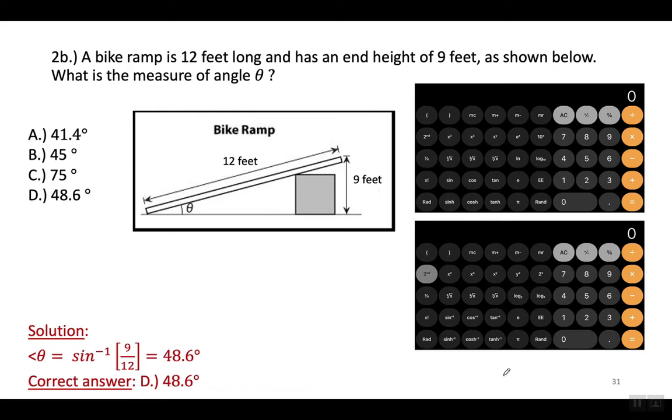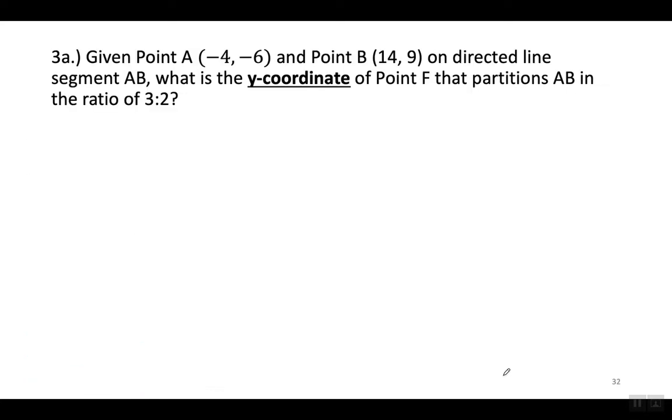All right. Now question 3A. This is the first question we're going to have on where we got to partition a line segment. So it says given point A is at -4, -6, and point B is at 14, 9 on directed line segment AB. What is the y coordinate of point F that partitions AB in the ratio of 3 to 2?